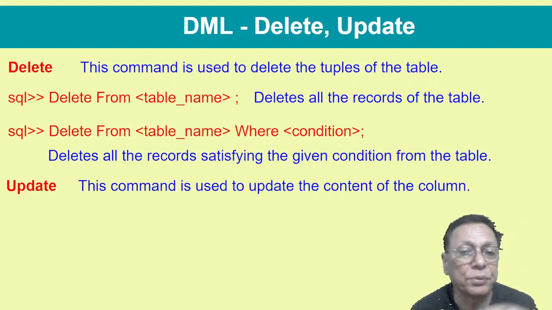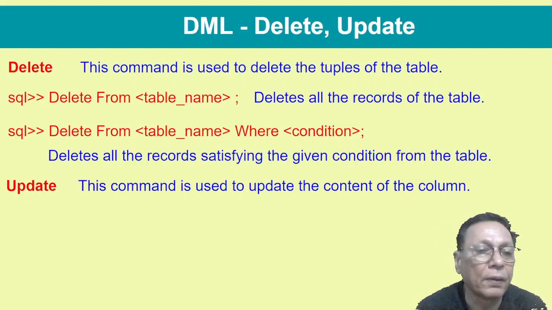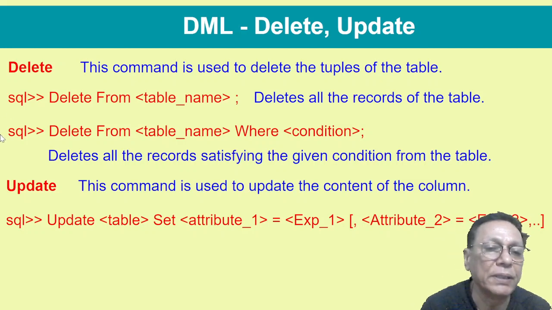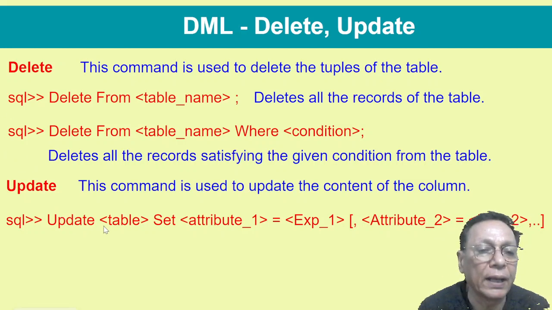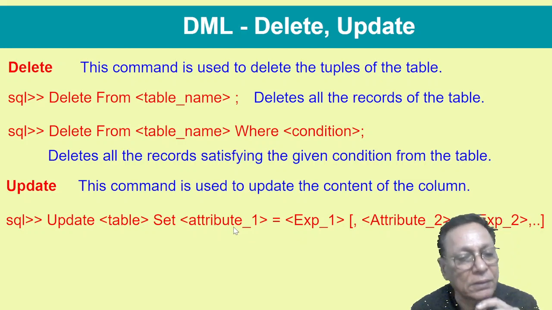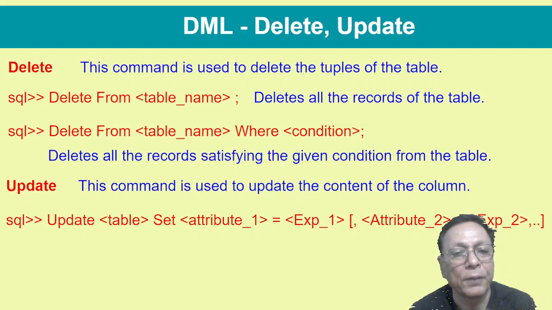This command is used to update the content of the column, of the rows or records. How to use it? Update table, then set attribute 1 equal to expression. It means you are going to modify the records of this table, and this column should be modified with this expression. So assign this expression to this field or column. There is no restriction of using only one column; the student can use a single column or multiple columns as well.